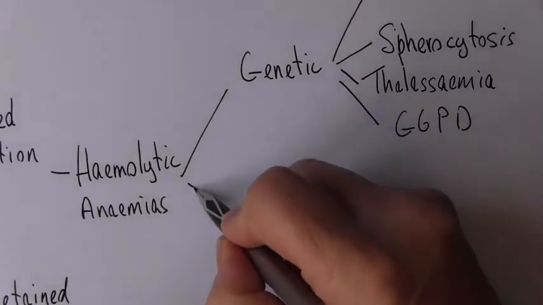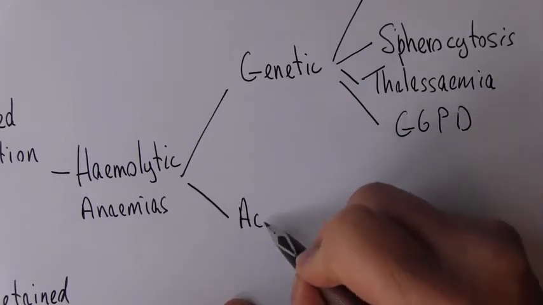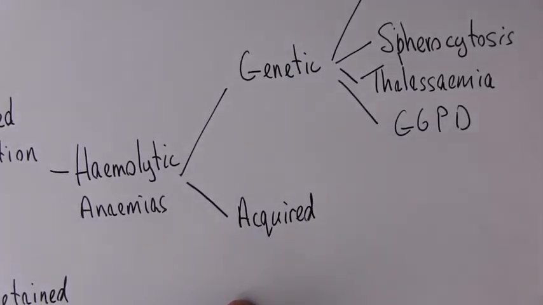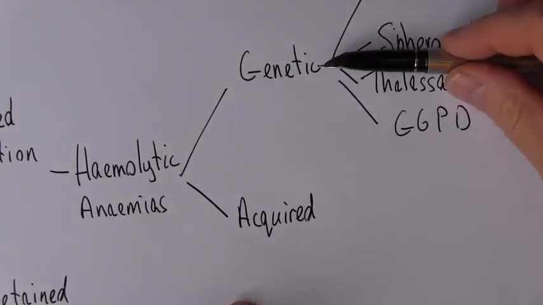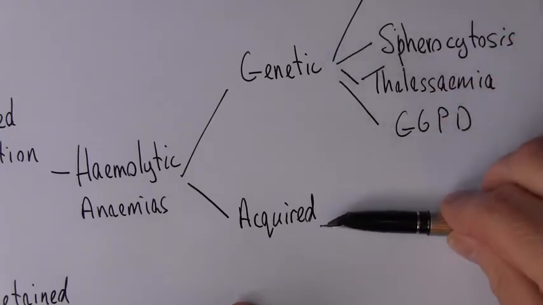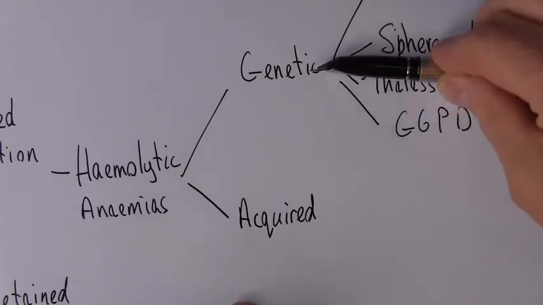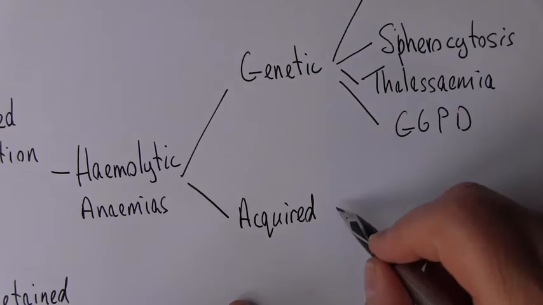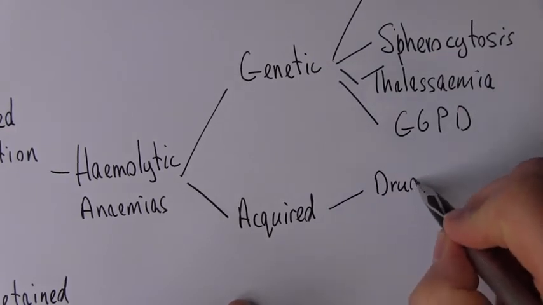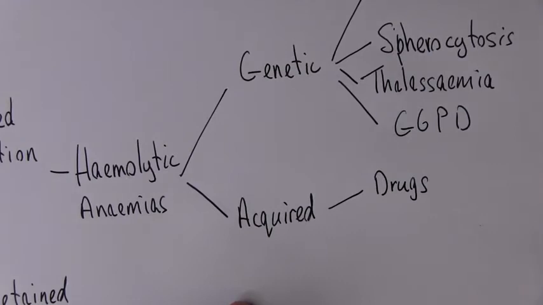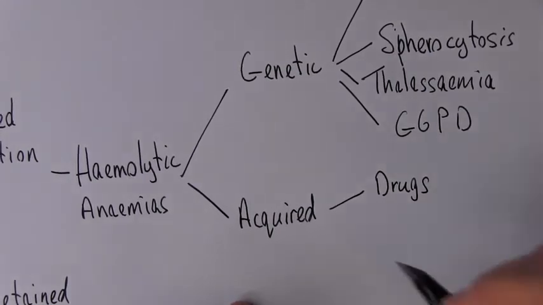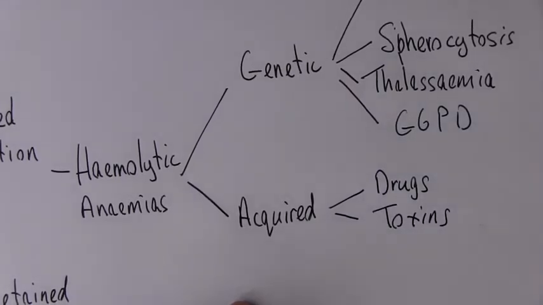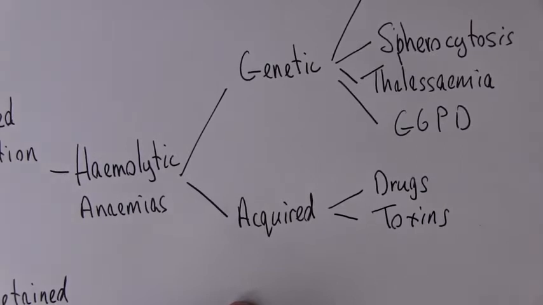And the other forms are acquired. Or if you like, using terminology from previous videos, these are endogenous factors and these are exogenous factors. These arise from within the individual, these arise from outside the individual. So for example, some drugs can lead to idiosyncratic haemolytic reactions, as can some toxins. Some snake venoms, for example.